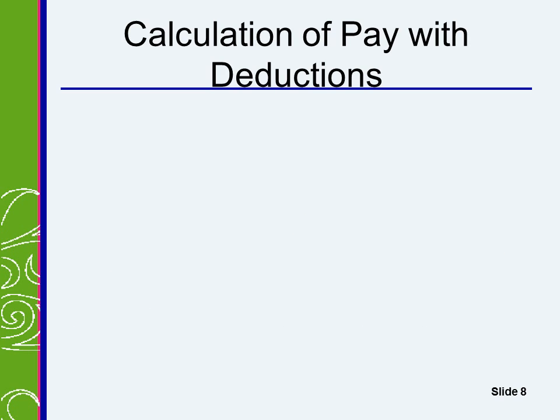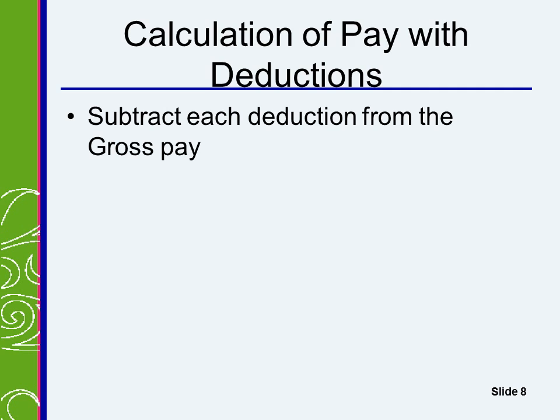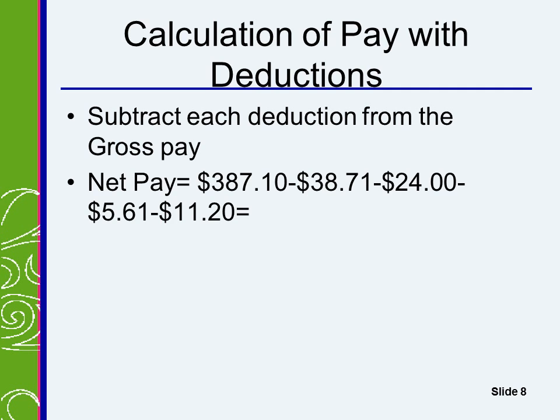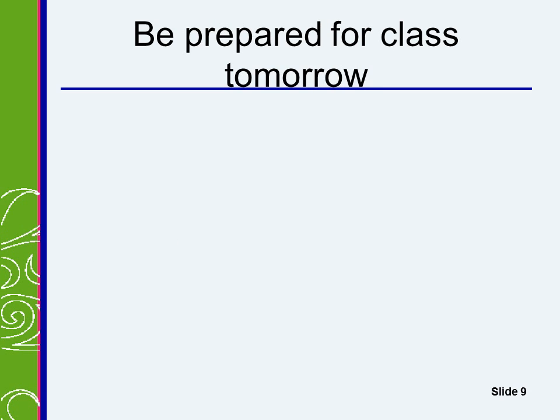Now you want to subtract all of those from her gross pay. Her gross pay was $387.10. Then we're going to take away the income tax, and we'll take away the Social Security and the Medicare and her health deductions. After all of those numbers are subtracted, we are left with her pay of $307.58. That is her net pay.